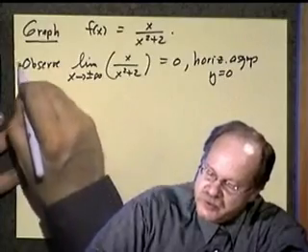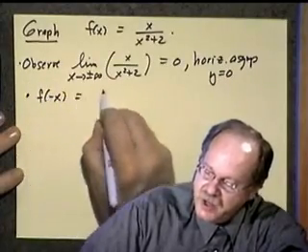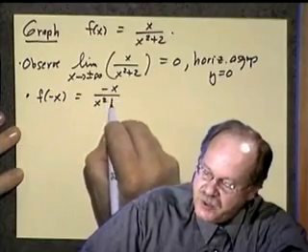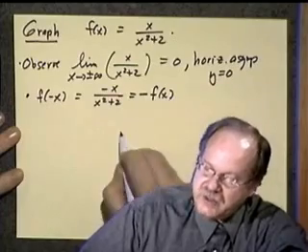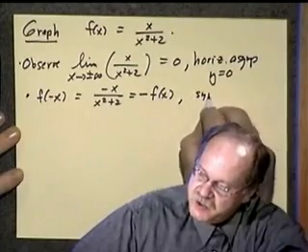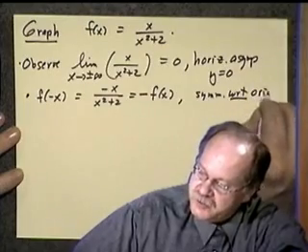And one other thing you can notice, just as a nice observation, that if you compute f of minus x, you get minus x over x squared plus 2, which is the same thing as computing minus f of x, which says that this function is symmetric with respect to the origin.